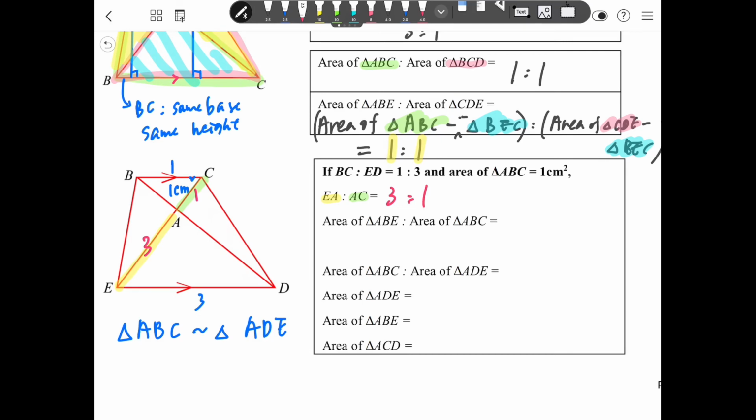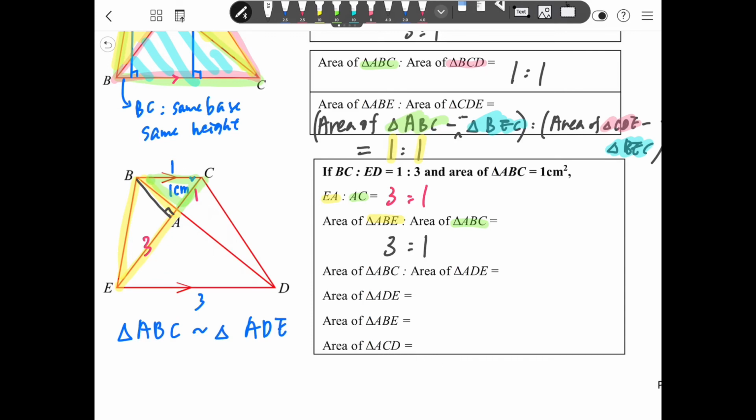What about area of ABE for this larger one, and also this one ABC? Their base would be AE to AC. May I know, is it a same height or same base problem? Yes, it is the same height problem. The height is over here with right angle. And then I will say the area will be also 3:1. Okay, same height problem, but different base, so 3:1.